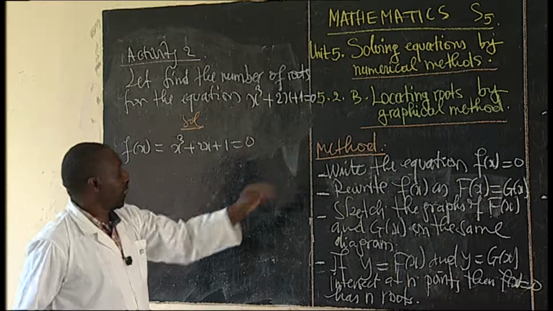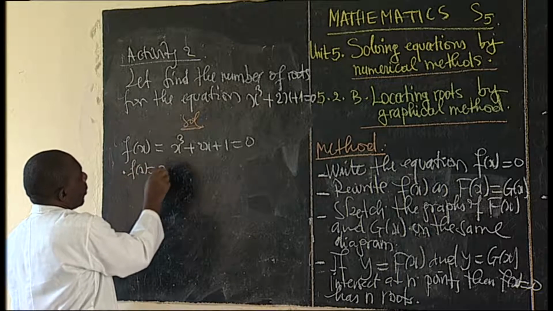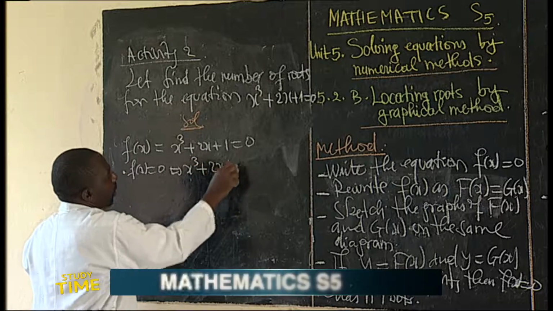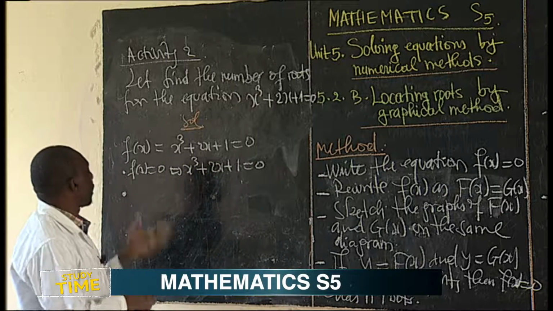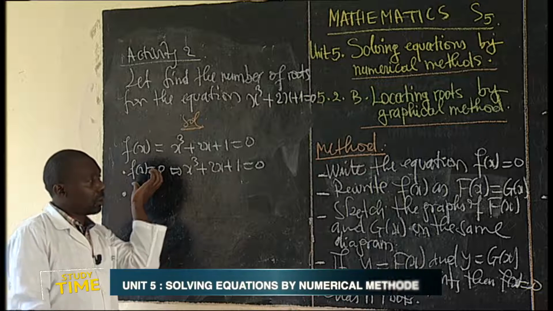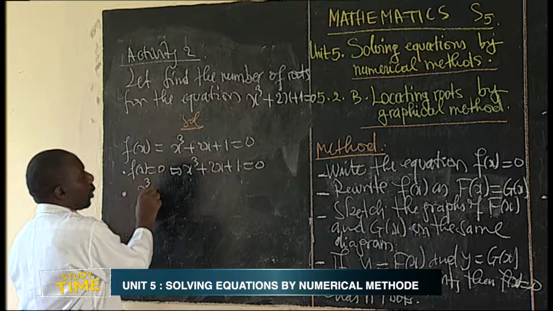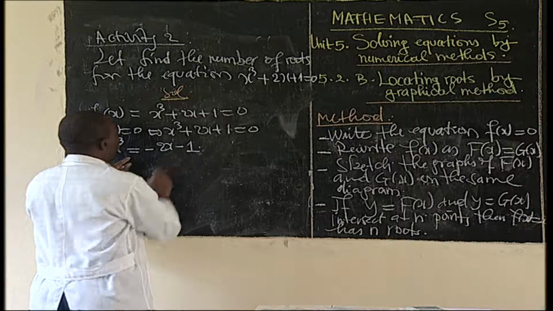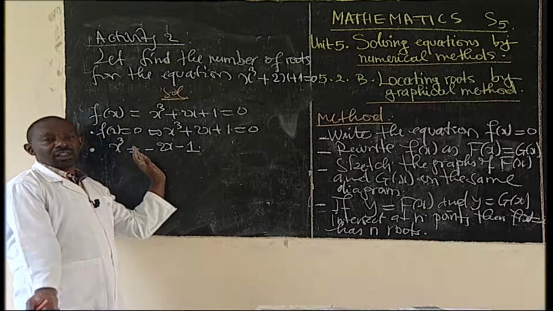As the method says, we have to write f of x is equal to 0, meaning x cubed plus 2x plus 1 equals 0. Then we have to write this equation as the equality of two other functions. So we can have x cubed equal to minus 2x minus 1. The right-hand side is a linear function.